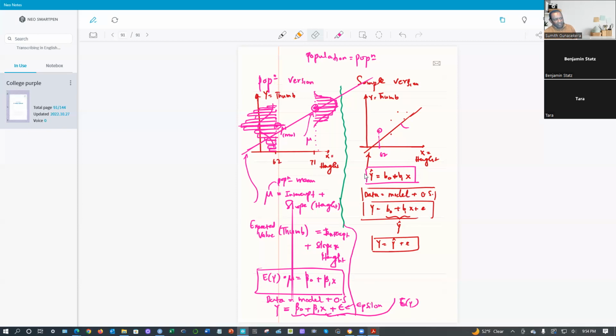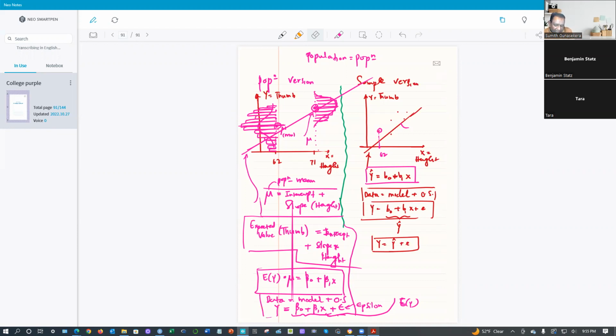Here it is the same thing. The model is nothing but the equation of the line, in the sample version as well as in the population version. Population version. That's why they were connected.